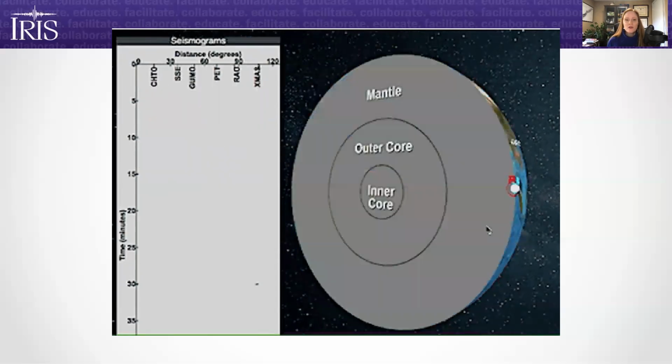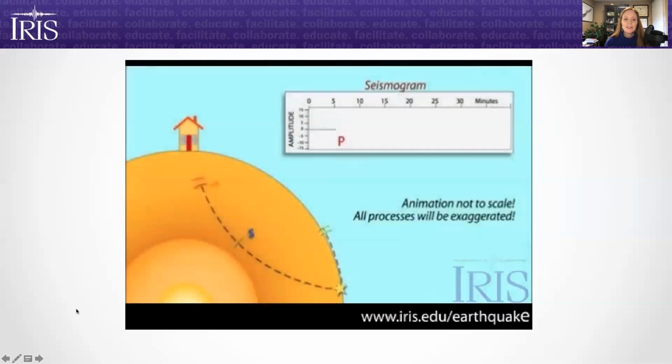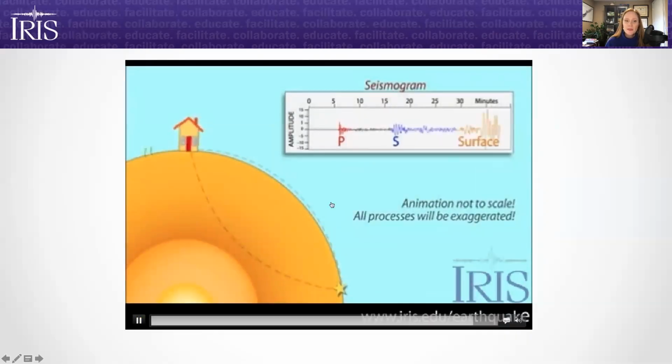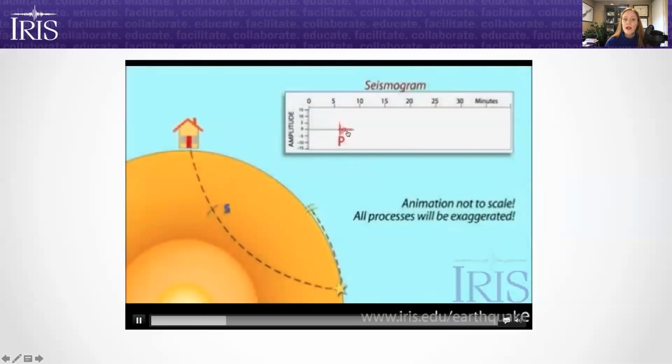So now how do we record these waves? We have something called a seismometer. This is a little house. It's not actually a seismometer, but we're going to see what the seismometer sees. So the earthquake happens. P waves and S waves go through the Earth, and then the surface waves go across the surface of the Earth, and the S waves are slower. Across the top there, you can see the recording of when those waves arrive and what they look like. P wave, the S wave, and then the surface waves.